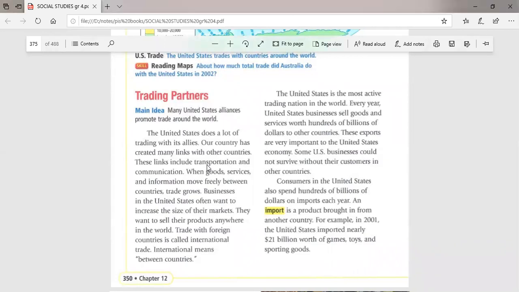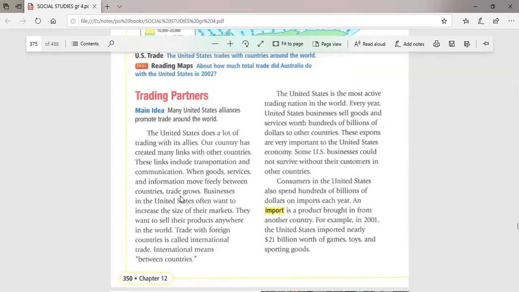Okay, so because America wanted to trade with Mexico, America will develop transportation and communication ways between America and Mexico. For example, it builds trains between America and Mexico, builds airports, and sets up airlines. It also makes communication systems. The transportation and the communication really help trading between two countries. So when goods, services, and information move freely and easily between countries, trade grows.